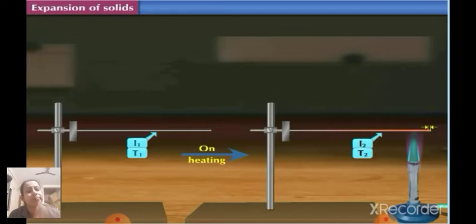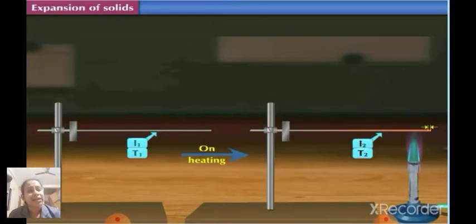Suppose you heat the solid substance, lengthwise, you will find that the length of that solid substance will increase. Suppose the original length of the solid is L1, and the original temperature, let's suppose, is T1, and by increasing temperature the temperature changes to T2. So means higher temperature. Similarly, from length L1 there will be an increase in the length and it will become L2.